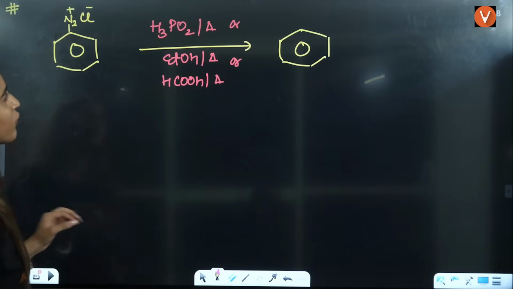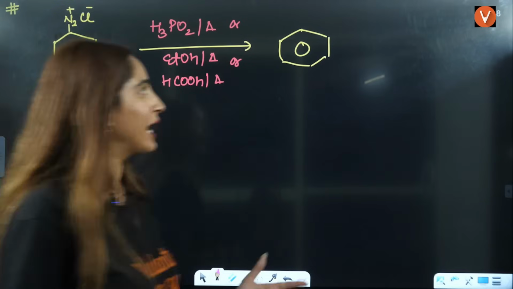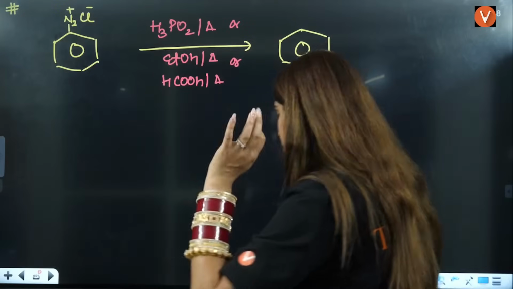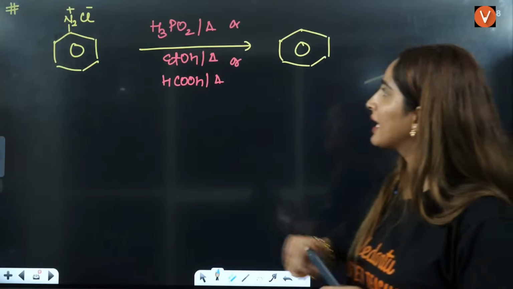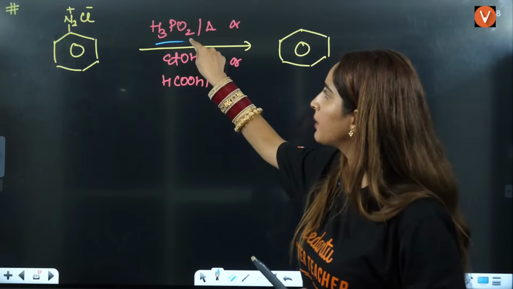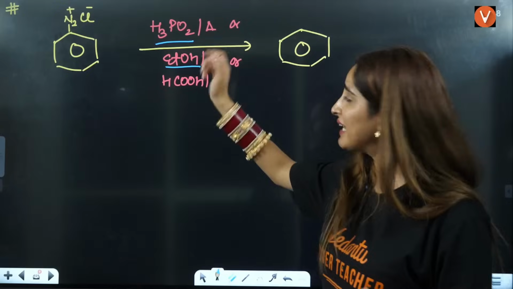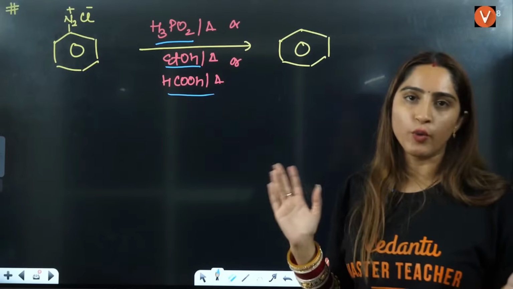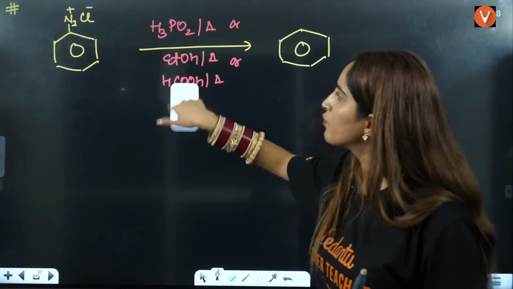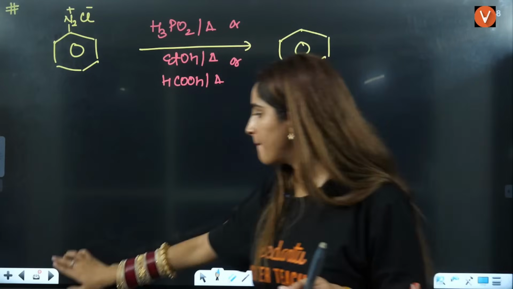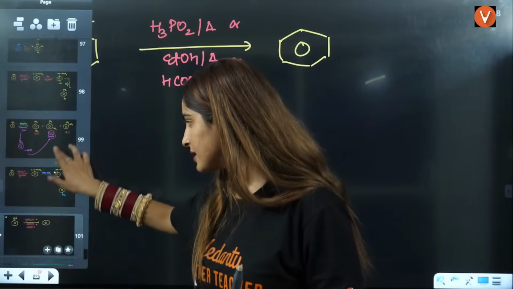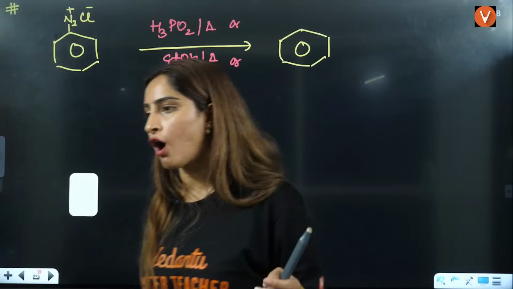Last, if you want to convert diazonium chloride directly to benzene, this reaction is also very frequently asked. Directly to benzene, use H3PO2 or ethyl alcohol or HCHO. Then you can directly convert diazonium chloride to benzene. Is that clear to everybody or not?